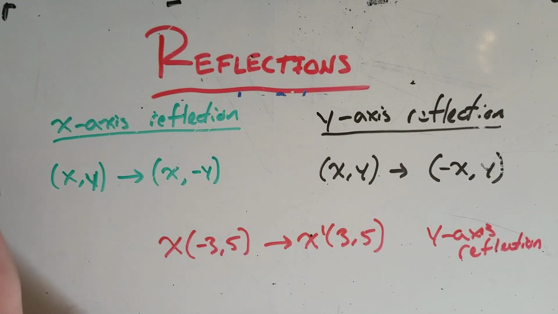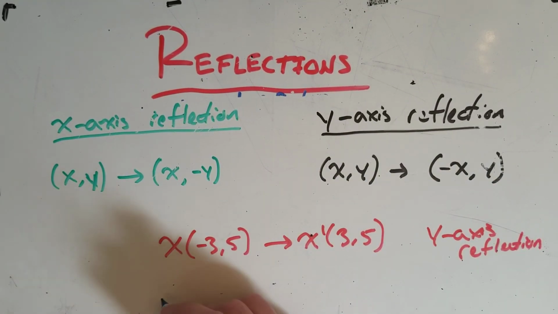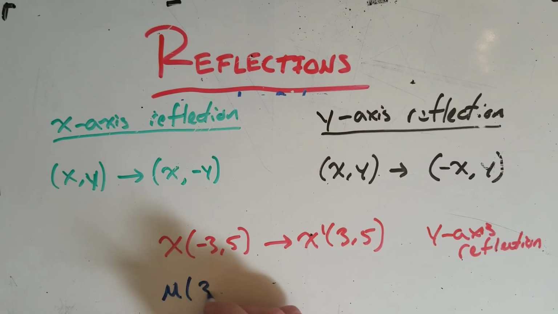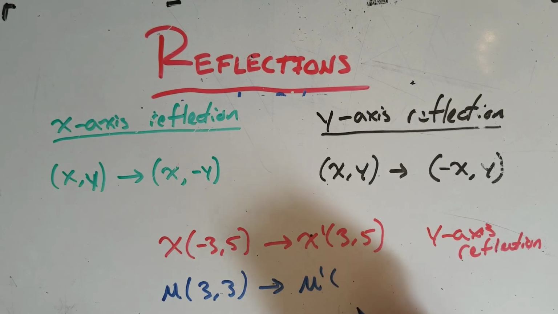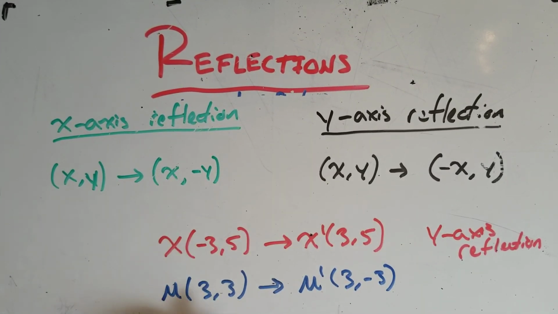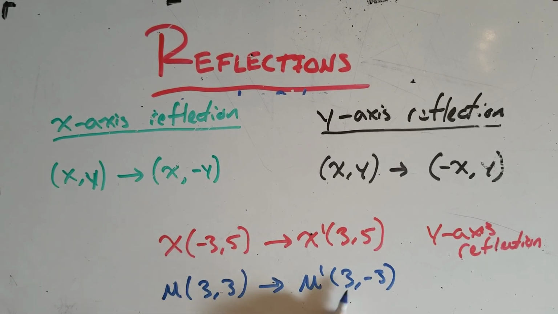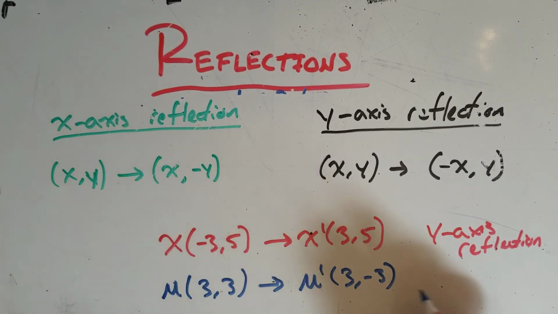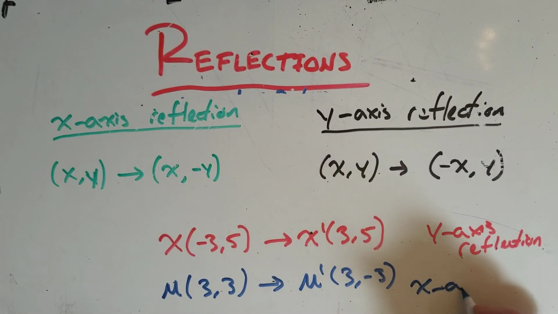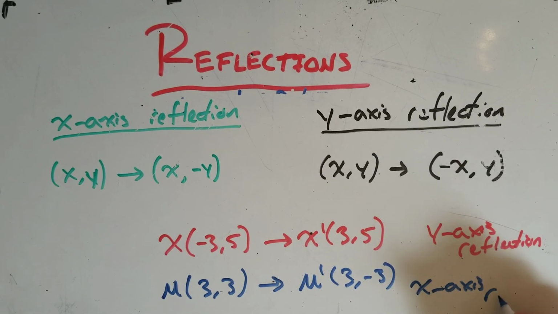If we look at the next one, we have m is (3, 3). It goes through some transformation, and m prime is (3, -3). So when you're comparing the two, notice the x's stay the same, the y's become the opposite. So if x stays the same and y is the opposite, that's an x-axis reflection.